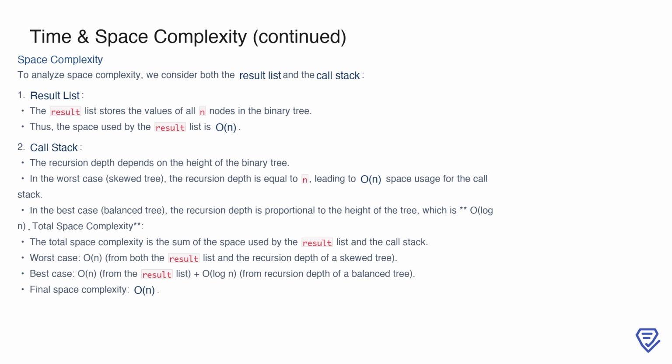In the worst-case scenario, such as a completely skewed tree, the recursion depth reaches n, leading to an additional O(n) space requirement. In the best-case scenario, for a balanced binary tree, the height of the tree is proportional to log n, so the call stack space is reduced to O(log n). When we combine these two factors, the overall space complexity remains O(n) in the worst case, as the result list dominates, and in the best case, it becomes O(n) for the result list plus O(log n) for the call stack.